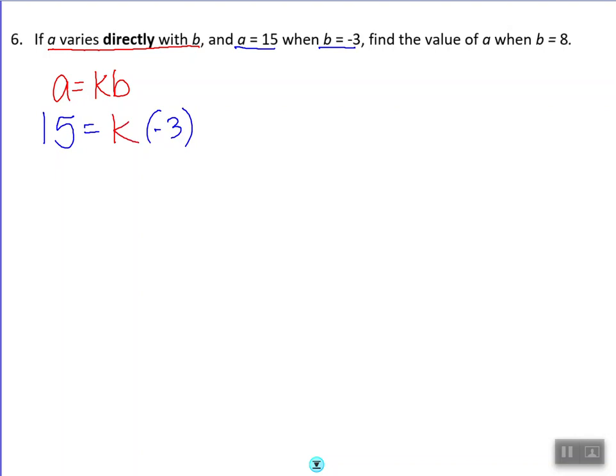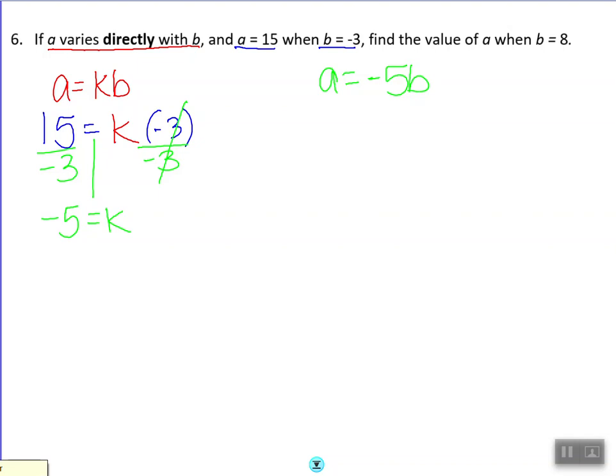And again, I still have a k in my equation. The last part of the sentence says find the value of a when b equals 8. We're not ready to do that yet. Even though it does not specifically ask us to, we need to solve for k and write our equation. So to solve for k, I need to divide both sides by -3 and then write my equation. So my equation is a equals -5b. I just take my value for k and plug it back into the equation that I wrote in red.